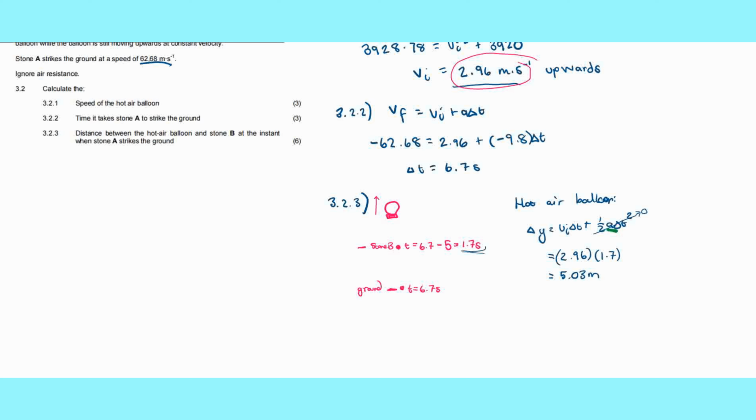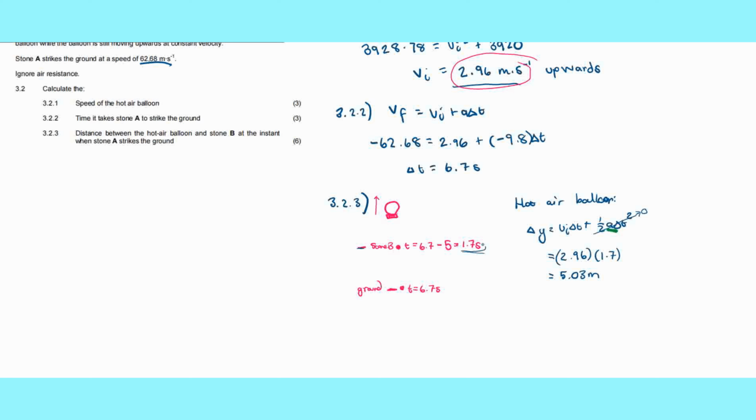5.03 meters. So just a note on this 1.7 seconds, this time is the time that it takes stone B to reach this unknown height, or still to be calculated height above the ground, after it has been dropped from the hot air balloon, and also at the instant in which stone A strikes the ground. So that's what this 1.7 seconds represents.